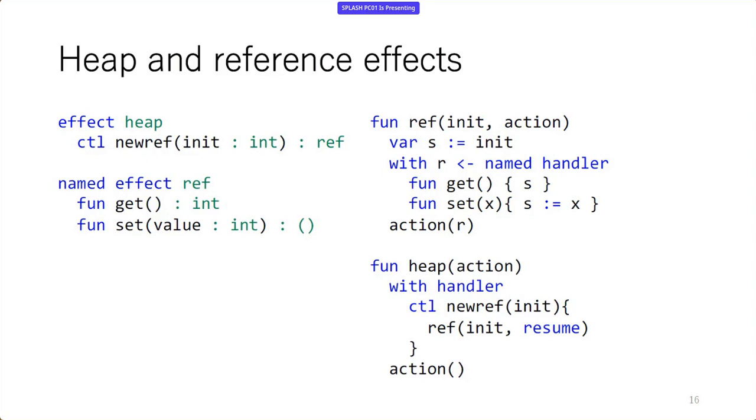We next define a handling function for each of these effects. For the ref effect, we use a named handler and implement the get and set operations using Koka's mutable variable. And for the heap effect, we use an unnamed handler and we interpret the creation of a new reference cell as handling the resumption using the ref handler. So here we are using the resumption as an action, which is not what we typically do with effect handlers.